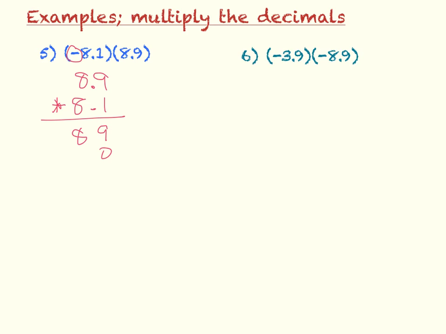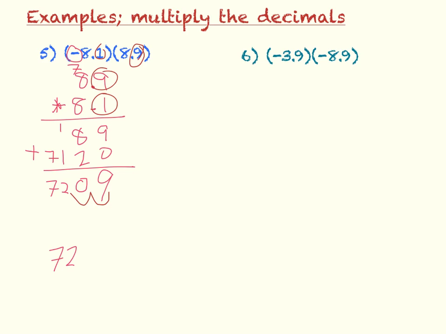Placeholder 0. 8 times 9 is 72. 8 times 8 is 64. 64 plus 7 is 71. And we add them down. 9 plus 0 is 9. 10, 8 plus 2, carry the 1, 2, 7. So now I count my decimal places. 1, 2. So my decimal goes 1, 2 in, and my final answer becomes 72.09, and then remember that there's a negative. An odd number of negatives makes it negative.